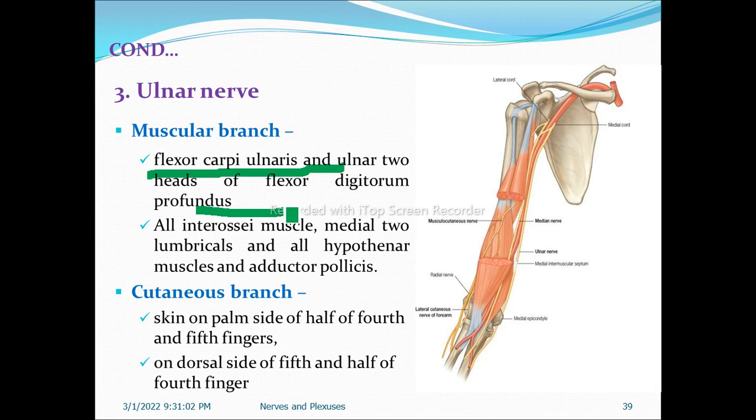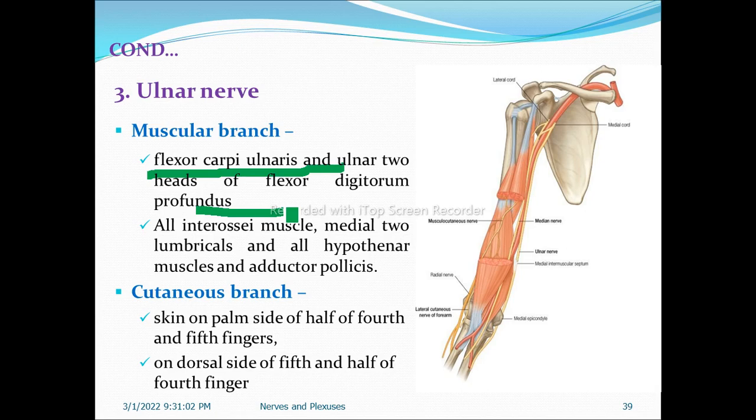All interossei muscles. There are 8 interossei muscles, 4 dorsal interossei and 4 palmar interossei. So all 8 interossei muscles are supplied by the ulnar nerve, and the medial two lumbricals. The lateral two lumbricals are supplied by the median nerve, whereas the medial two lumbricals are supplied by the ulnar nerve.